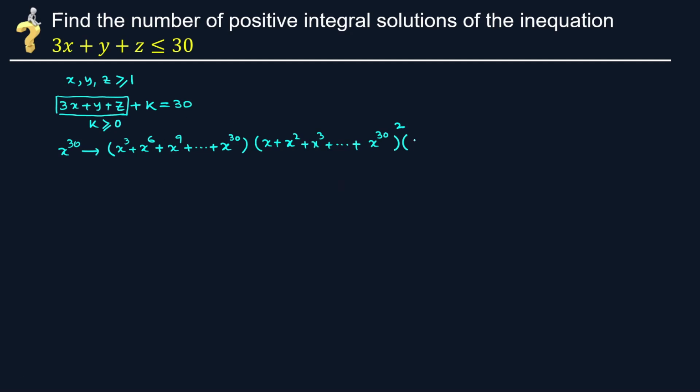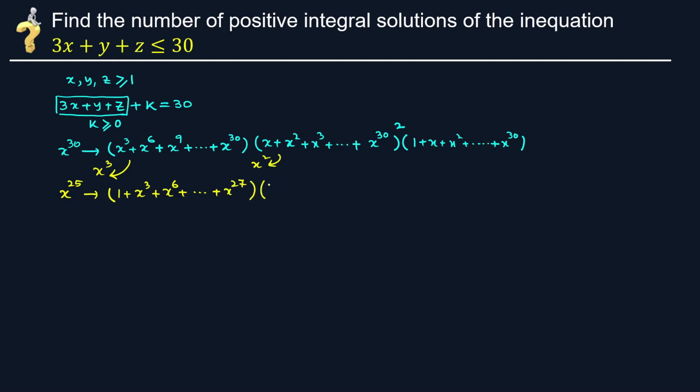And for k, it will be 1 plus x square plus x to the power 30, the last term, right? So now let me just take out x cube from here. Let me take x outside, so x square will be out. So it is basically x to the power 5. So now we need to find out the coefficient of x to the power 25 in the expansion of 1 plus x cube plus x to the power 6 plus x to the power 27, right?